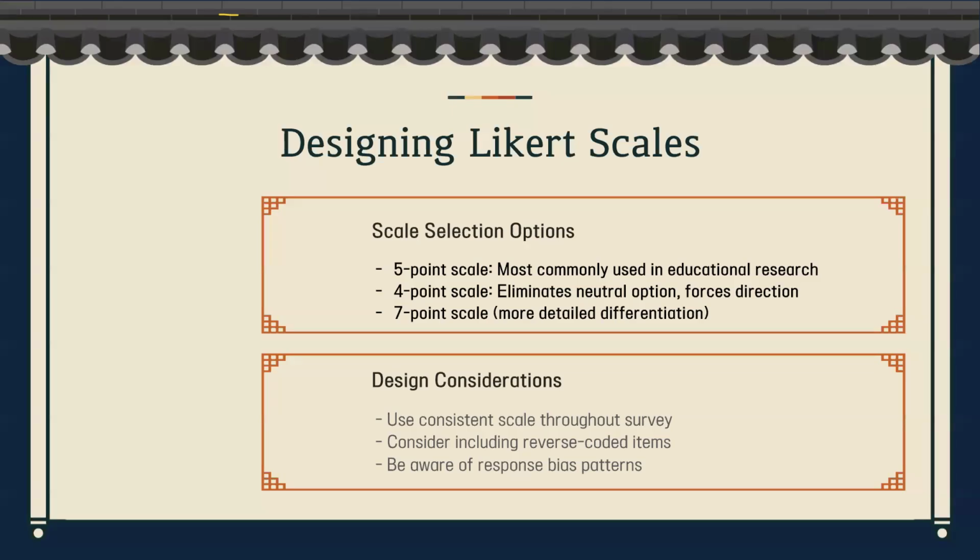A common format is the Likert scale. The 5-point scale is the most commonly used. And the 4-point scale eliminates the neutral option. When designing, ensure you use a consistent scale and consider including reverse coded items to check if participants are paying attention. Be aware of response bias patterns.